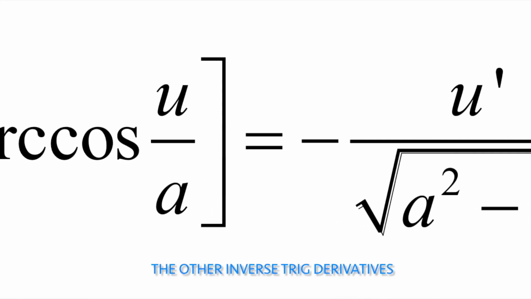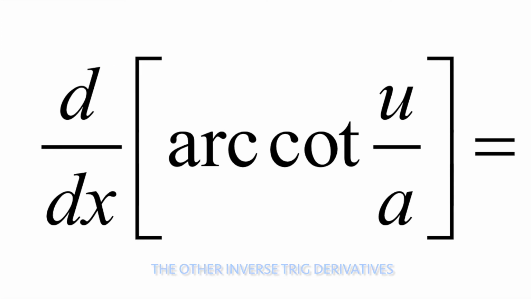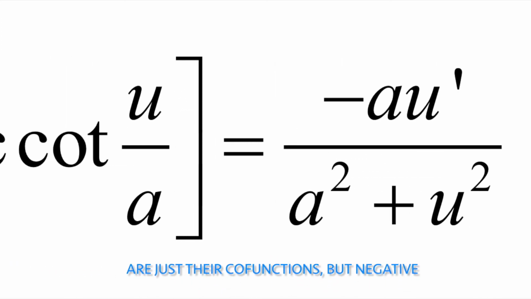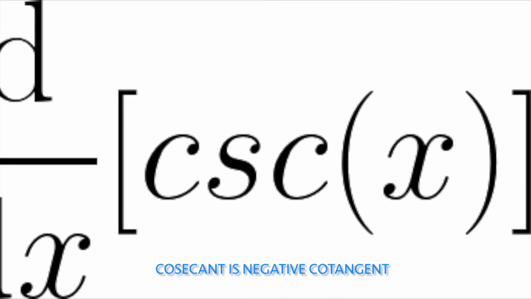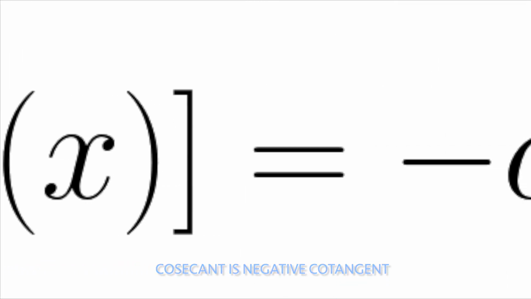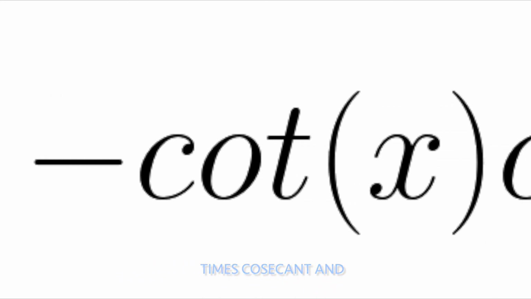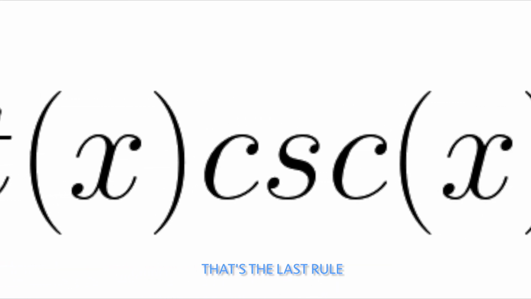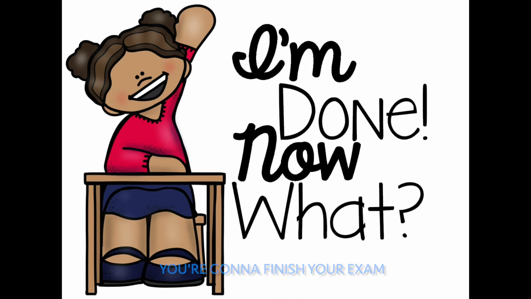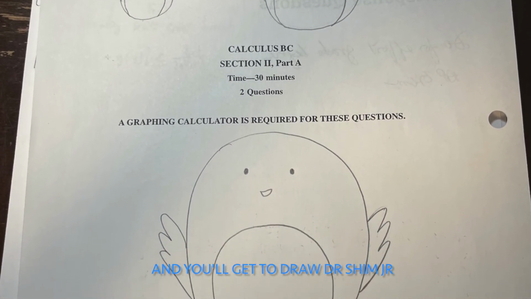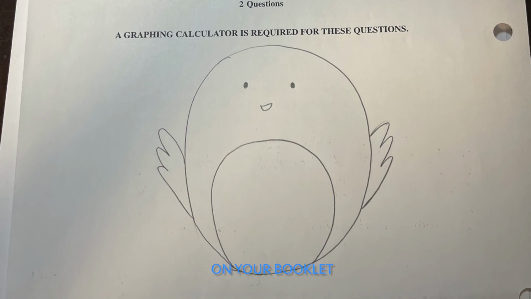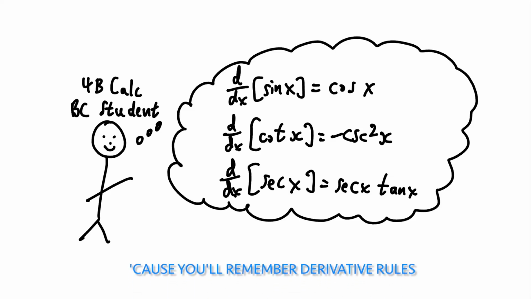The other inverse trig derivatives are just their cofunctions, but negative. Cosecant is negative cotangent times cosecant, and that's the last rule. You're gonna finish your exam with time to spare, and you'll get to draw Dr. Shim Jr. on your booklet, 'cause you'll remember derivative rules.